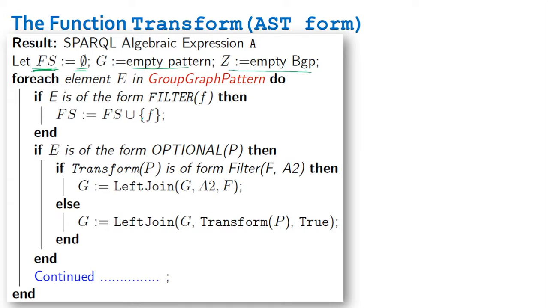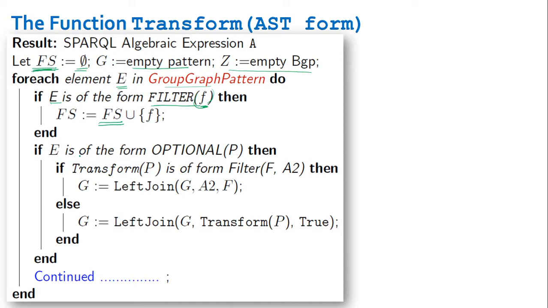So which is an identity for join, right? Now we just check that we take out every element of the group graph pattern. So this is the case for group graph pattern, right? We take out every element from the group graph pattern. First we check whether E is of the form of filter or not. If this is a filter, of course there will be a filter condition, which is small f, right? So if this is so, we'll be adding this filter condition to the set of fs, right?